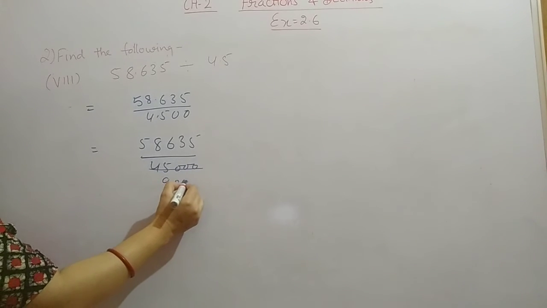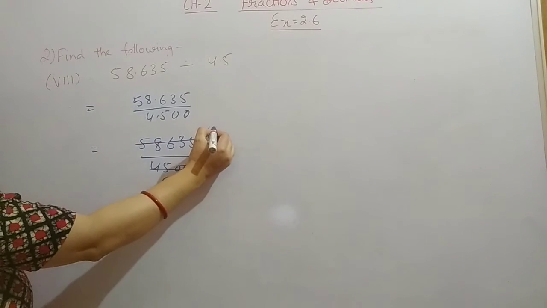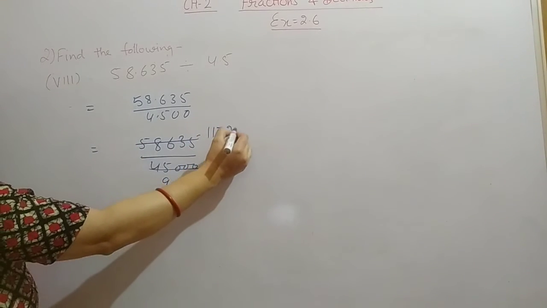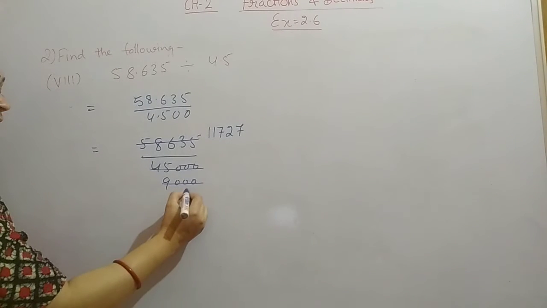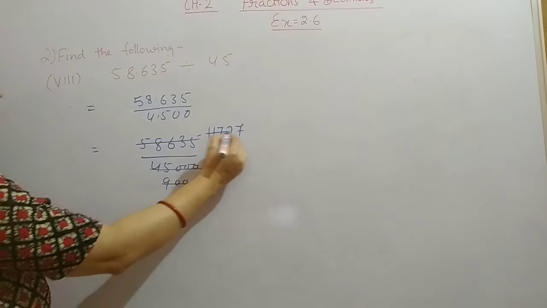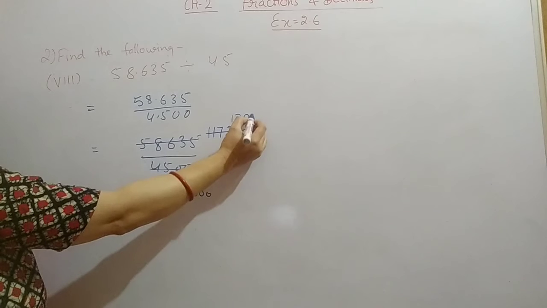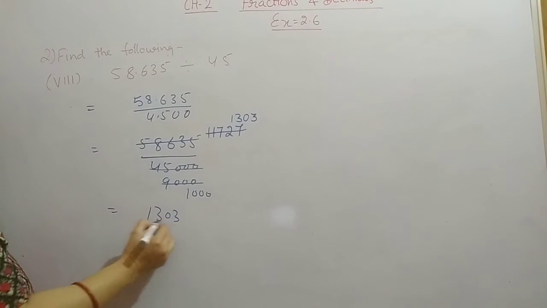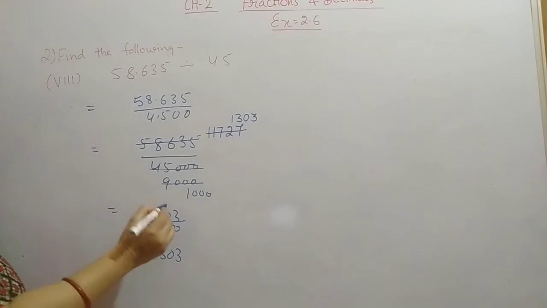5 nines are 45, 3 zeros as it is. 5 1 5, 5 1 5, then 36, 5 7 35, 5 2 10 and 5 7 35. Again we can cancel with 9. 9,000, 9 ones are 9, 9 threes are 27, then 2 will not go, put 0 and 9 threes are 27. Now we have 1303 divided by 1000. Divided by 1000 means 3 decimals. So 1.303 is your answer.